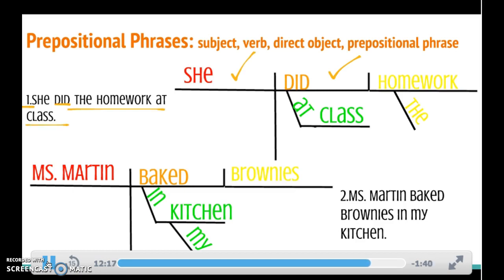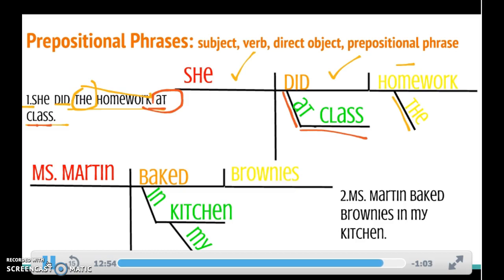The homework at class. First of all, we're going to locate our direct object. What was done? Well, the homework was done. So we write homework right here. The is an article, which means it's describing the homework. So the goes below homework. Then we're going to read the rest of our sentence. At class. Well, now by seeing just this phrase, at is our preposition, so it's a prepositional phrase, right? At goes below the verb, and then class right here as normal, beside the preposition because it's the object of the preposition.